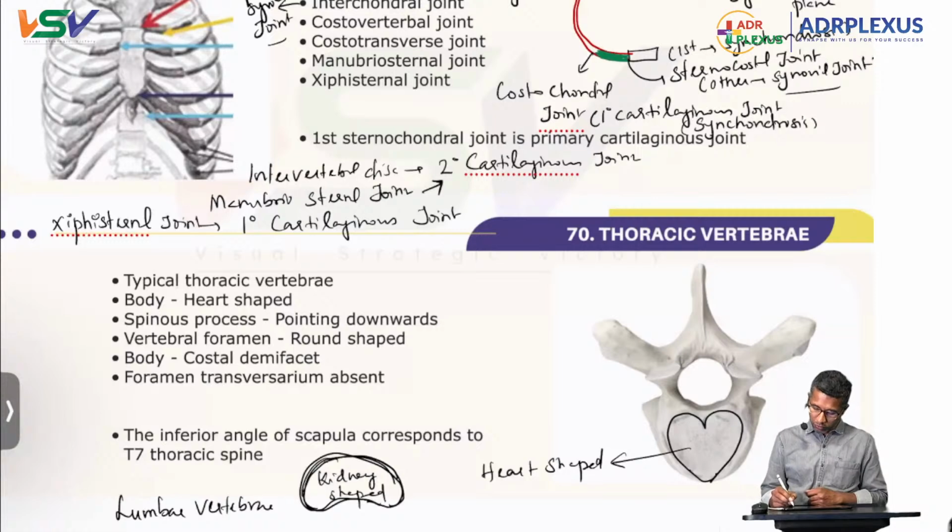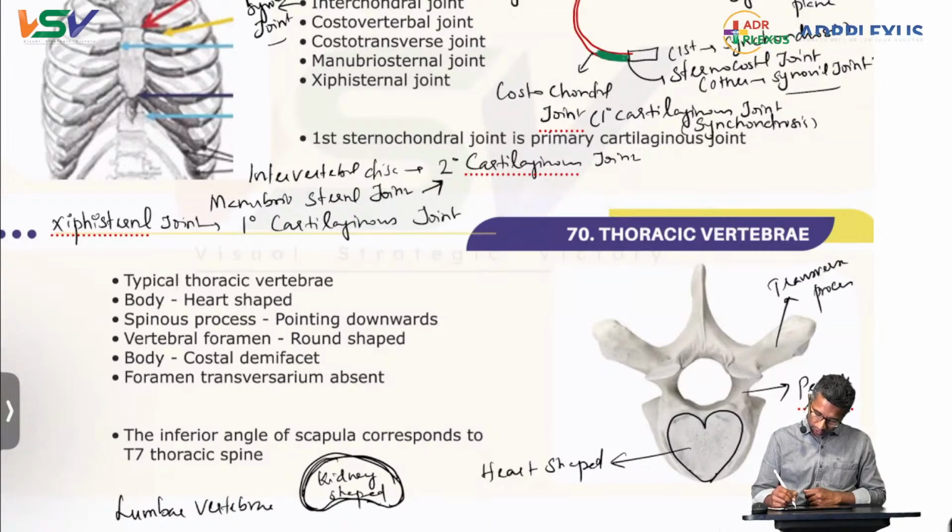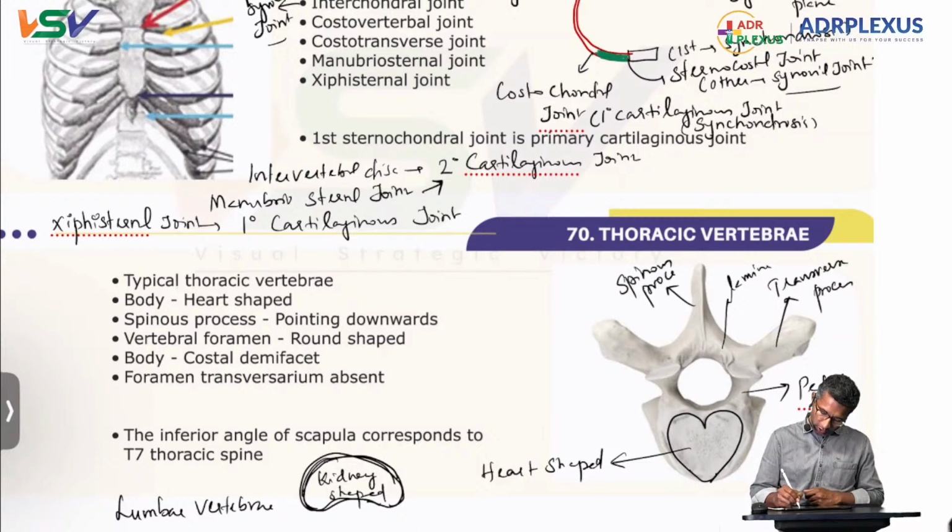When you go to the posterior aspect of the vertebra, you have the pedicles here, and then the superior transverse process and the transverse process here. This is the lamina here, and this is called a spinous process.